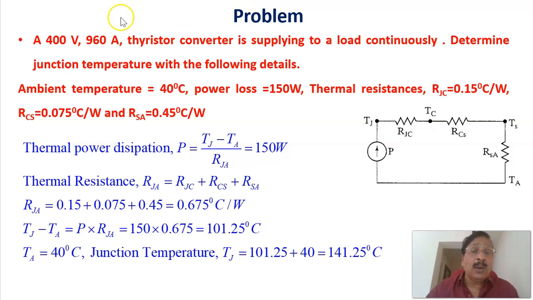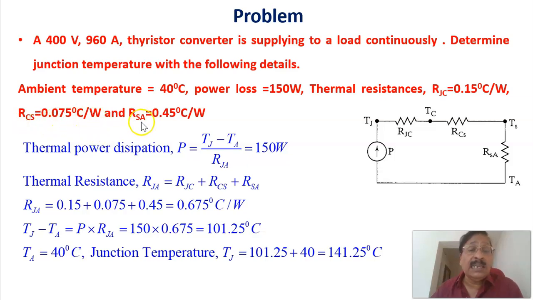Let us see another problem. Here, a 400 volt, 960 ampere thyristor converter is supplying a load continuously. Determine the junction temperature with the following details. The ambient temperature is 40 degrees centigrade, the power loss is 150 watts, the thermal resistance between junction and case is 0.15 degrees centigrade per watt, and RCS between case and heat sink is 0.075 degrees centigrade per watt.